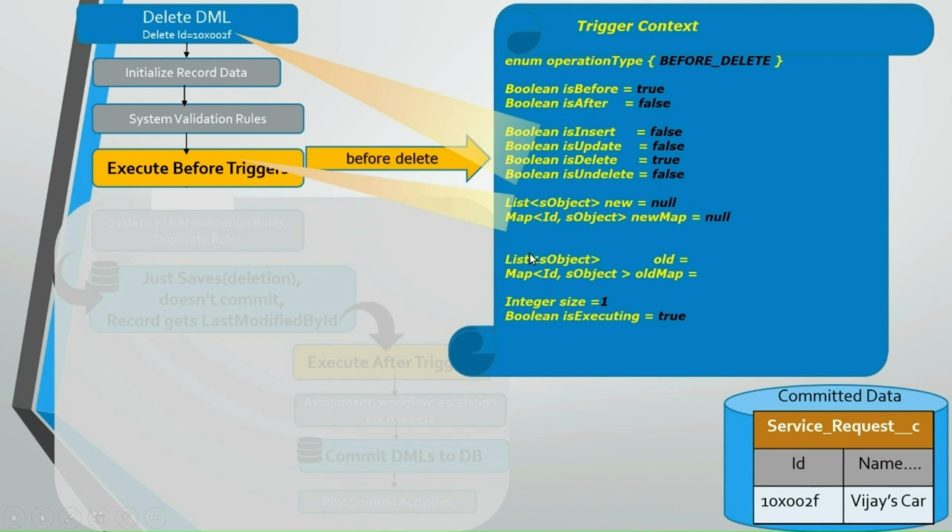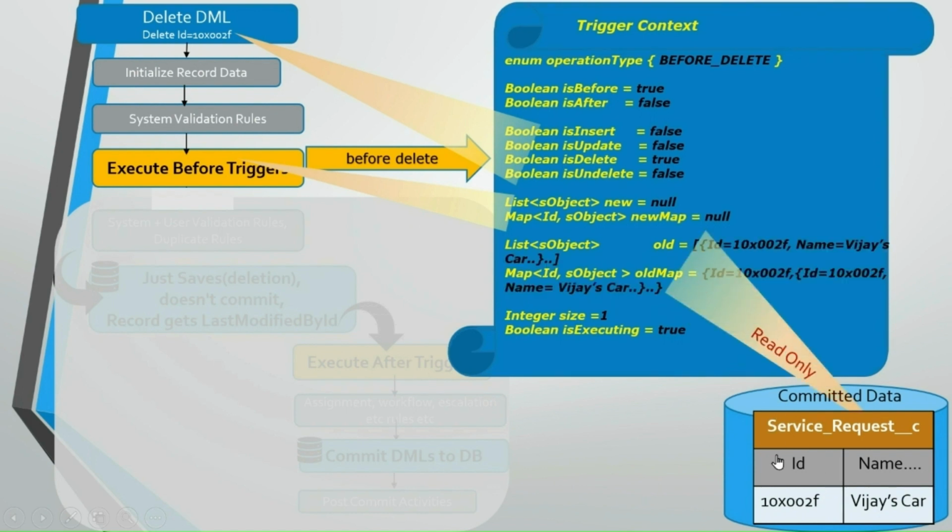And the next section is to have the old values. Salesforce gives us the old values from the database. At this point of time, for the given ID, the data is still there in the database. So it can provide us the data that is available in the database into the old and old map. The size is 1 here because we are deleting only one record.